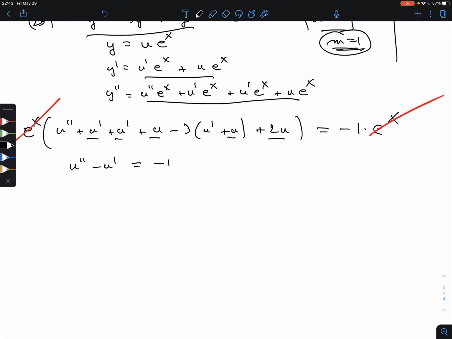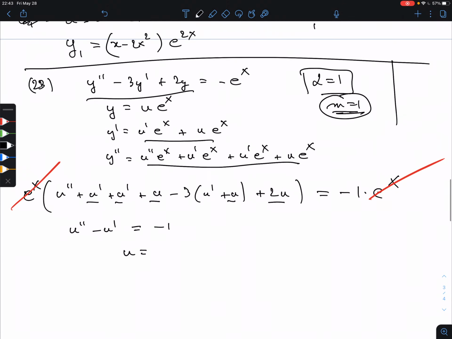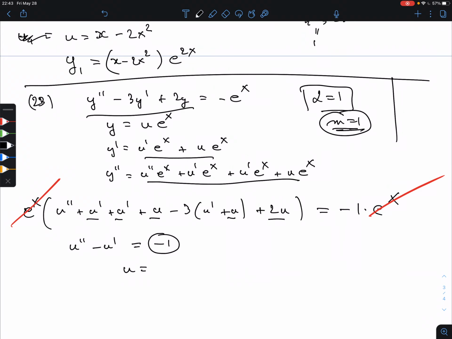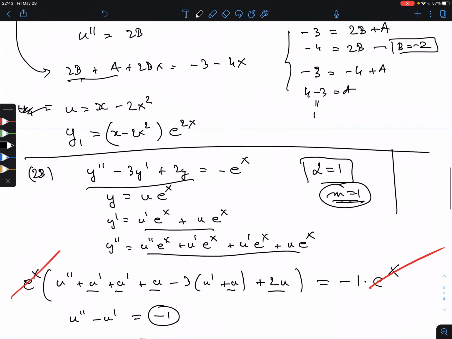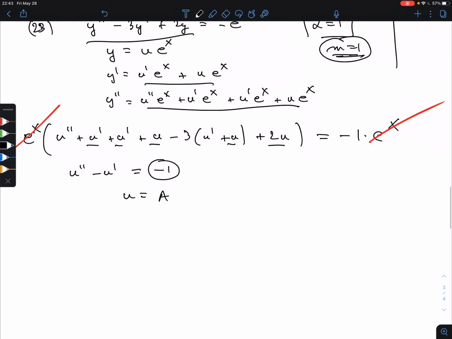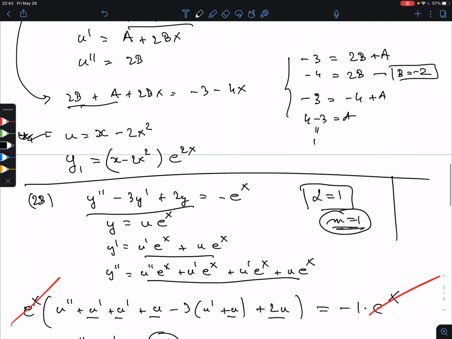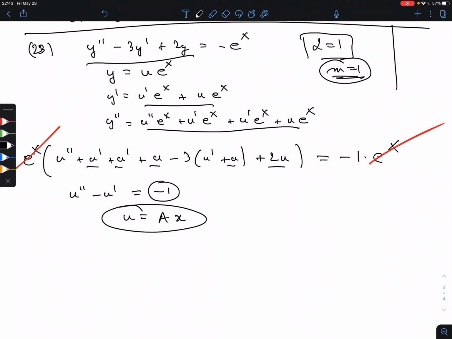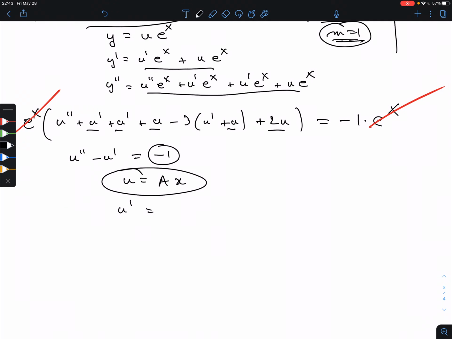What the theory says is that u is going to be, this has degree 0. This is my formula: it is x to the m times a general polynomial of degree d. d is 0, so that's a constant. So it's a constant a times x to the power 1, because the multiplicity is 1. So this is how my solution looks. Now, that's very easy to see. u prime is then a, and u double prime is 0. You say, oh, this is going to be a problem. No, it's not. Plug it in, and you see 0 minus a is negative 1.